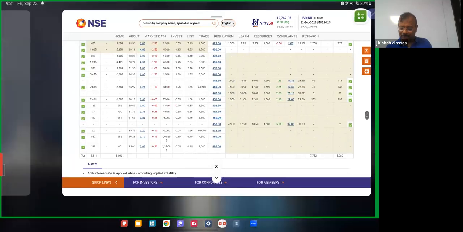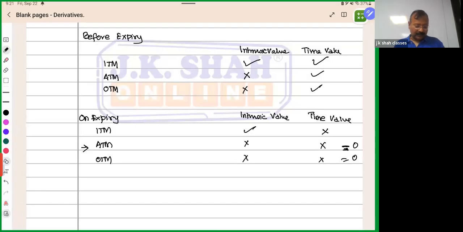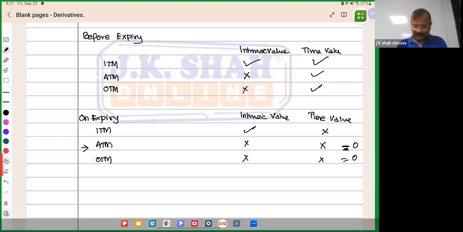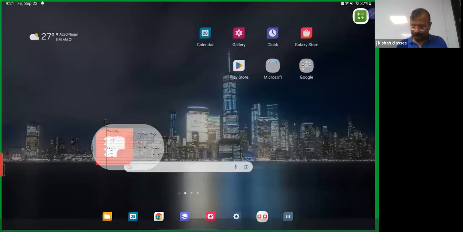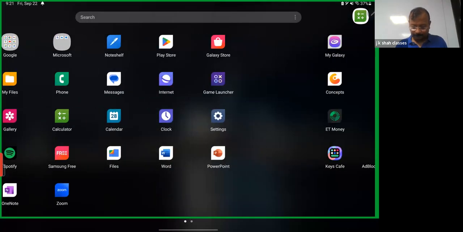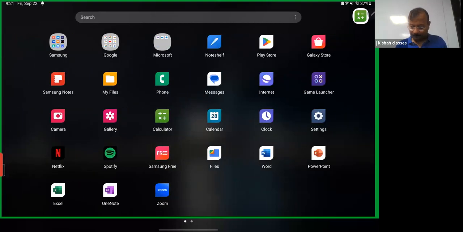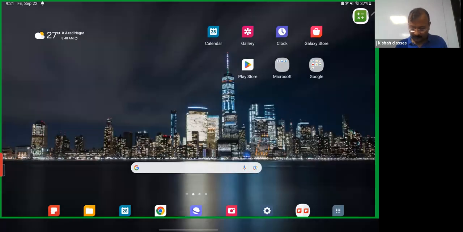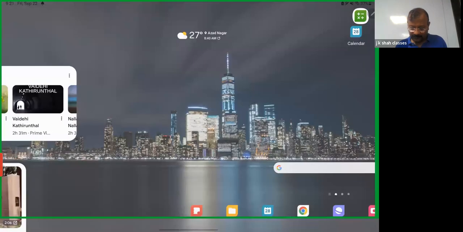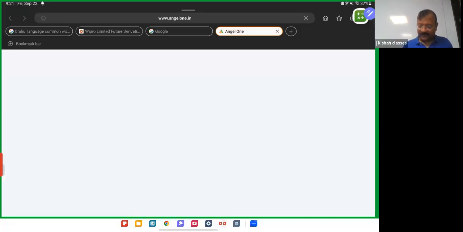But anyway, this is the lot size. Everything has a lot size. Options have lot sizes, and every share's lot size is different. Some may have 1,000, some may have 750. Right? What's the market now? 1 minute ago. Let's see if I can get it.